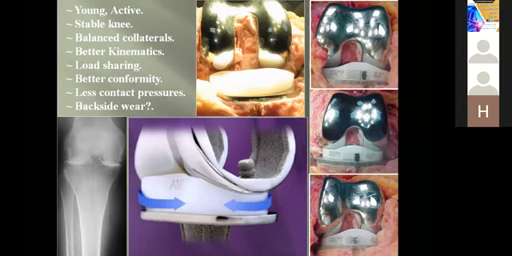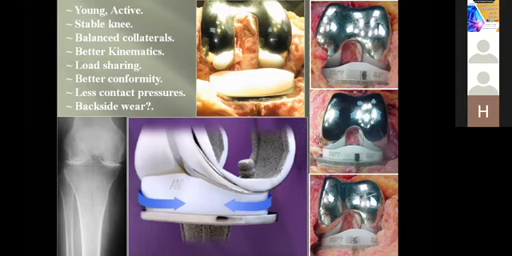It needs a young active patient. It accepts higher BMI. It needs a stable knee because it depends on the integrity of the collaterals. And it needs to reach, at the end of your surgery, balanced collaterals and balanced gap. It needs better preoperative kinematics. It's a load-sharing prosthesis, provides better conformity, less contact pressure, but the issue of backside wear is still there.